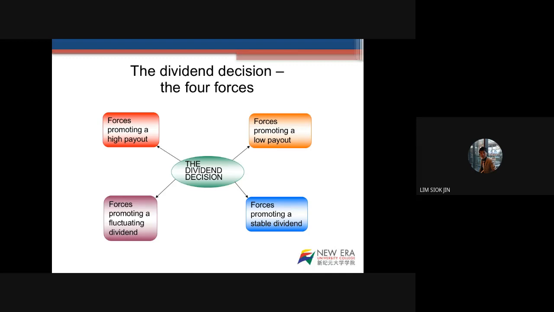So one is to encourage companies to give a low dividend payout. Another one is to encourage companies to give a high dividend payout. Another two more are to promote stable dividend, and another is to promote fluctuating dividend, dividend based on the earning. So if earning is high, high dividend. Earning is low, low dividend.